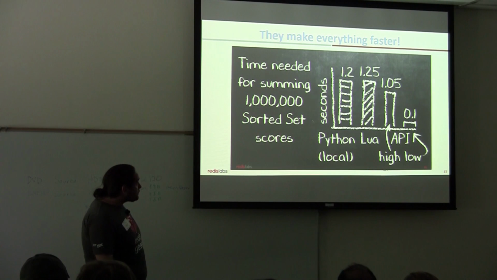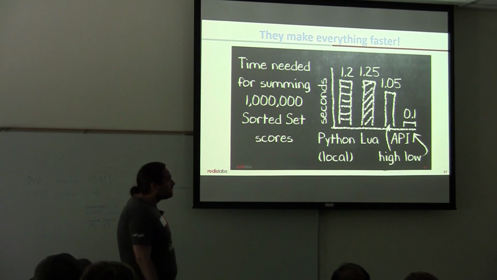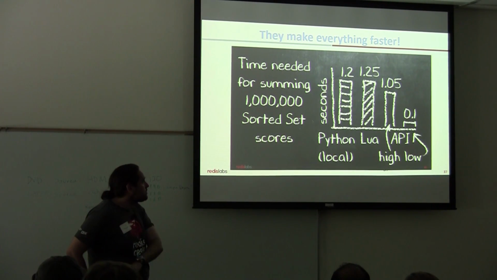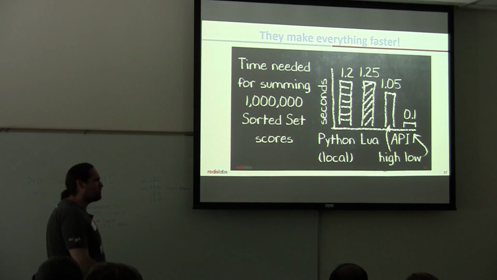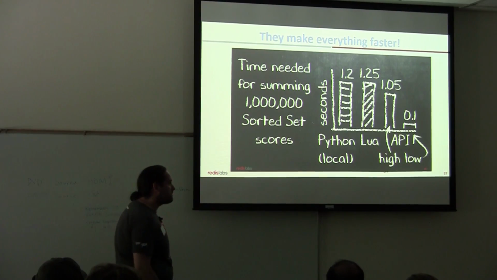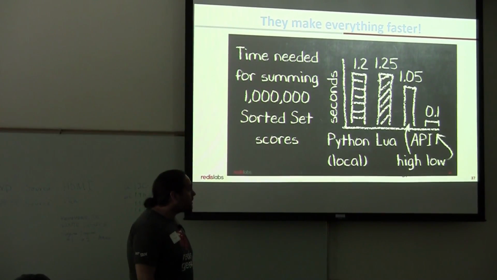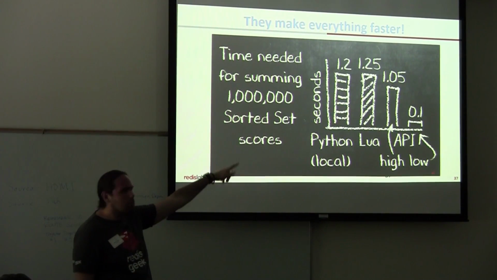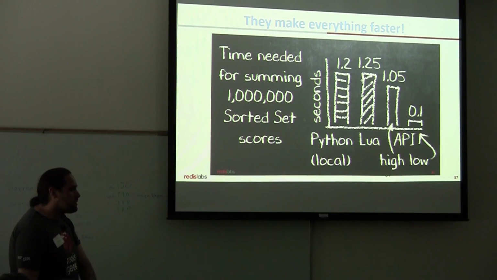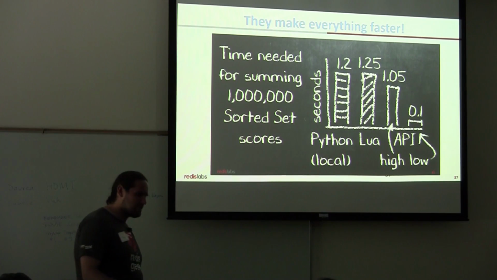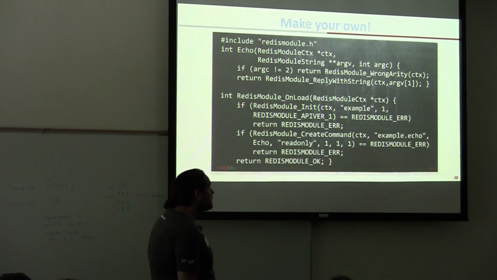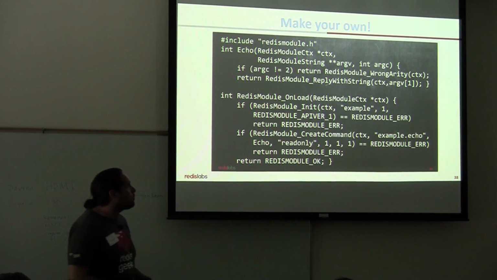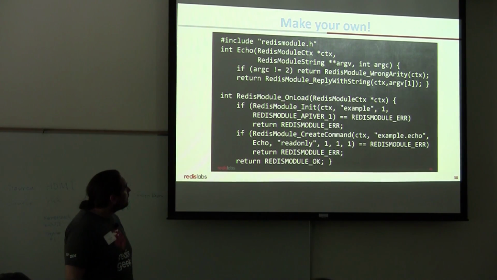So why would you use it? It makes everything faster. If you're using Python, you can do this operation in about 1.2 seconds. Lua is a little bit slower. I don't entirely understand why, but I'm taking my developer's team's word for that. The high level, you can do it a little bit faster than Python, but the low level, look at that. And I feel I should mention like 76% of statistics are made up on the spot, so take this with a grain of salt. Here's essentially the hello world for a Redis module.